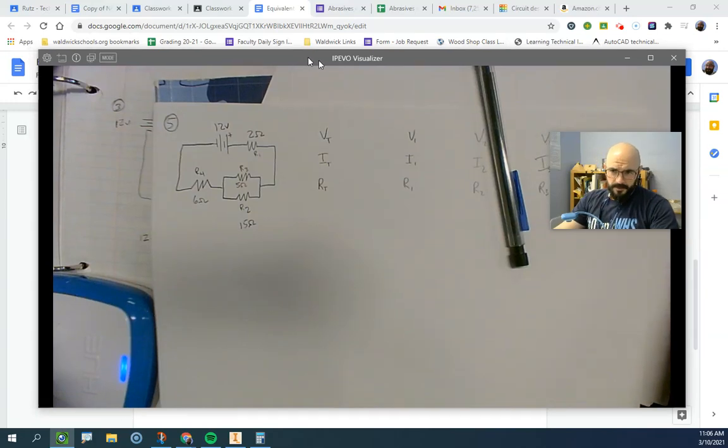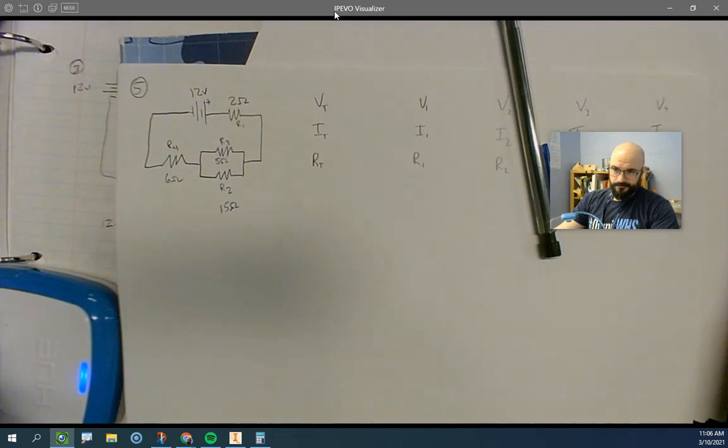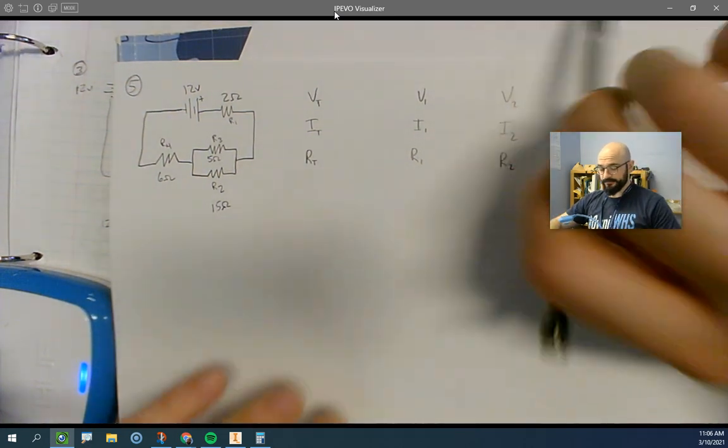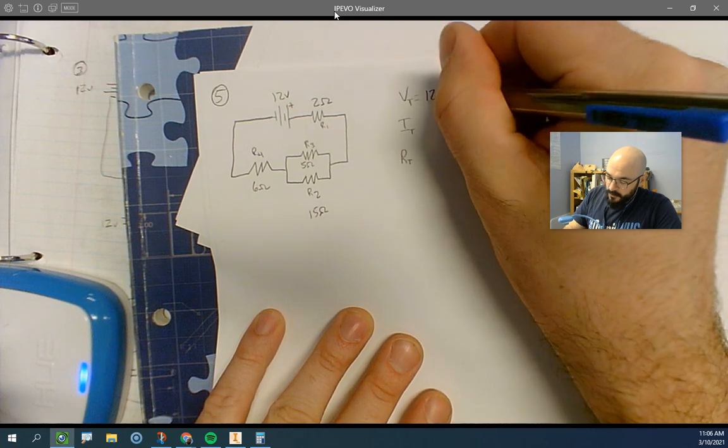All right, so now we're looking at number 5, which is probably the hardest one. Yeah. All right. Let's do it. Do it to it, laws. What do we got? VT is 12 volts.